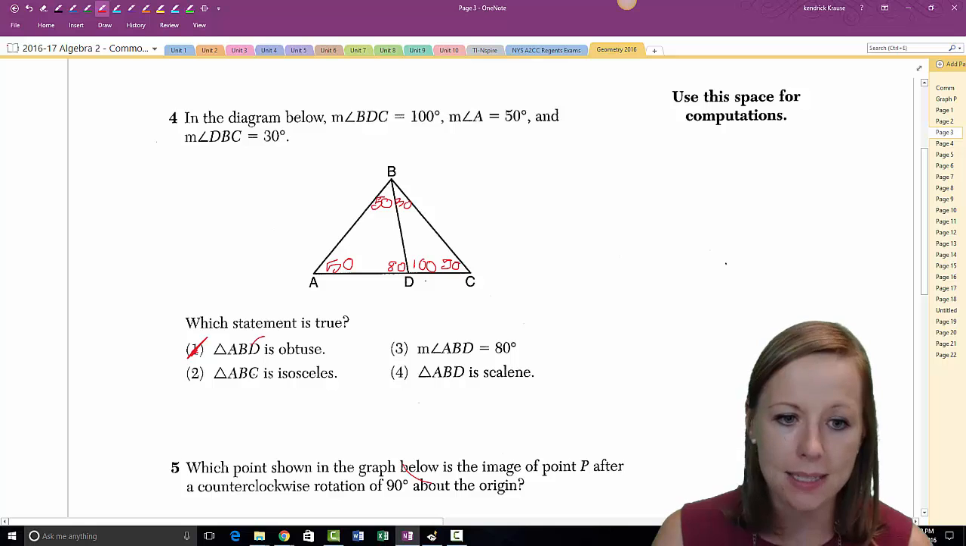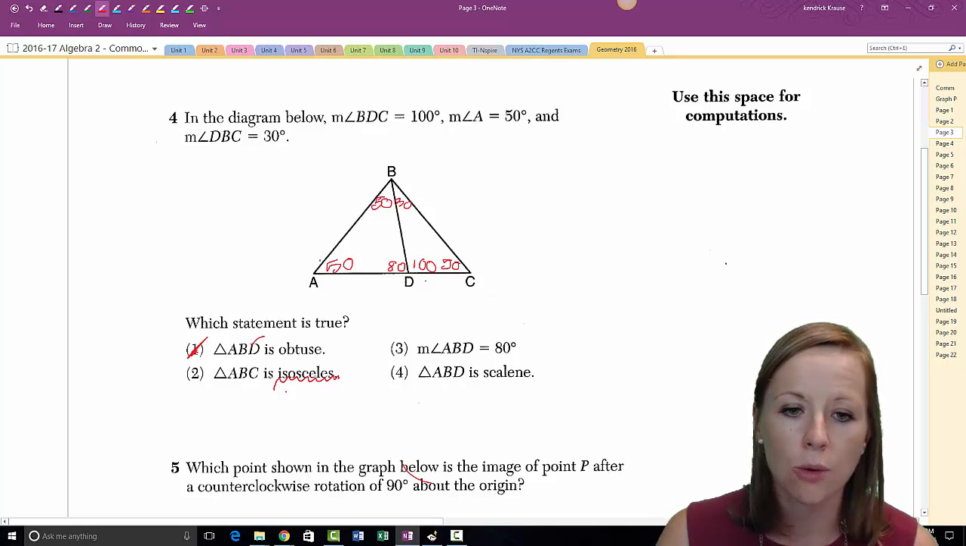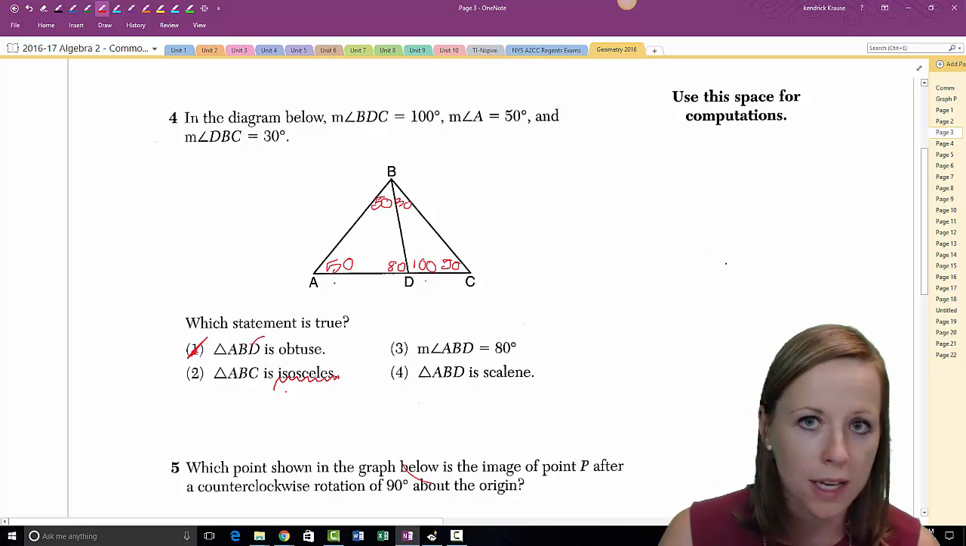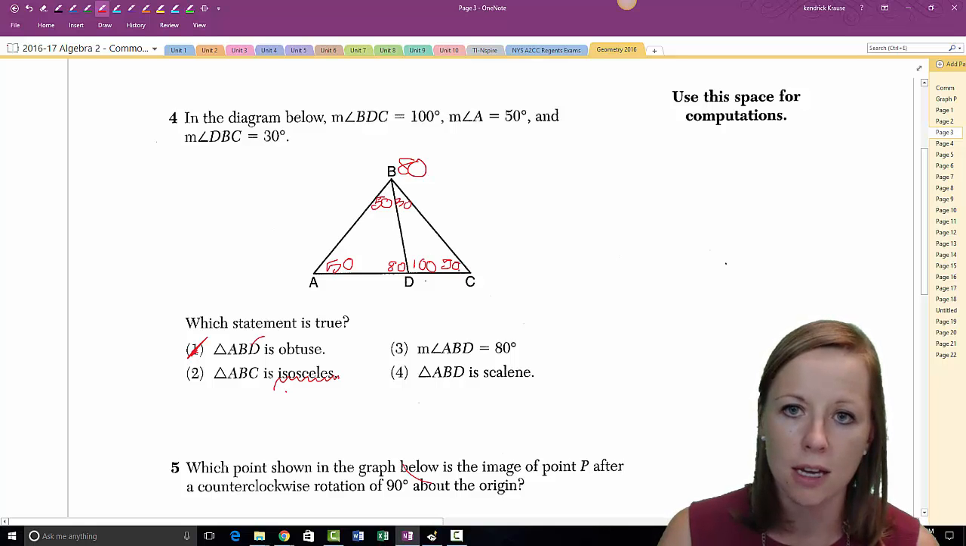Choice 2 says ABC, so the biggest triangle that you see there, ABC, is isosceles. Isosceles means 2 congruent sides and 2 congruent angles. So when I look at the angles, since that's the only information I have, the whole angle at B is 80, the whole angle at A is 50, and the whole angle at C is 50. As soon as I see double 50s, I know that this has 2 congruent angles, so it has 2 congruent sides, which means it's isosceles.